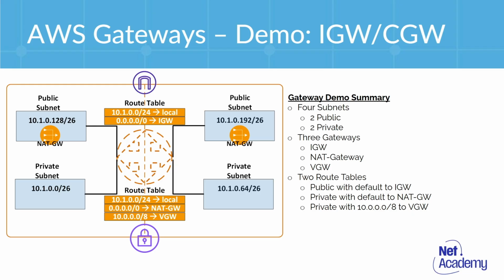So we have 2 public subnets. We have 2 private subnets. The subnets are in different availability zones. We have 3 gateway objects. We're going to have an internet gateway up there at the top, a NAT gateway up in the public subnets, and then we have a virtual private gateway, or VGW, down at the bottom, right?